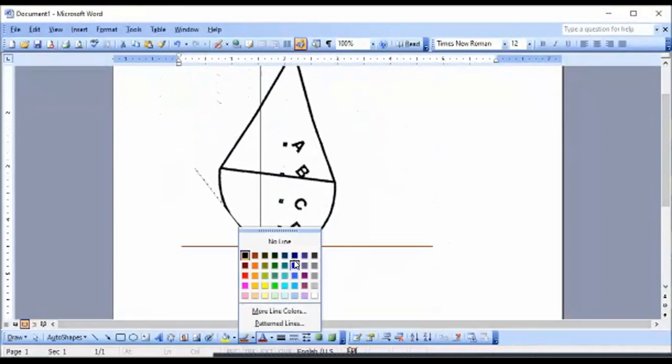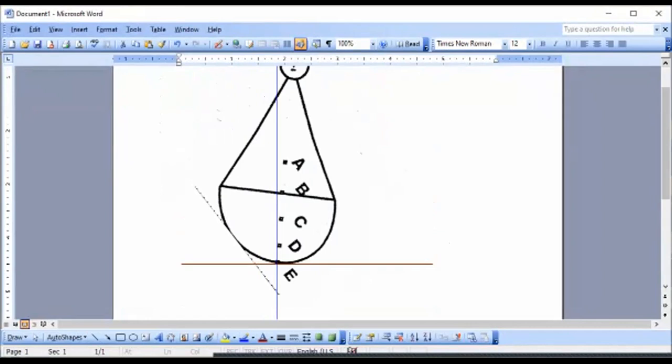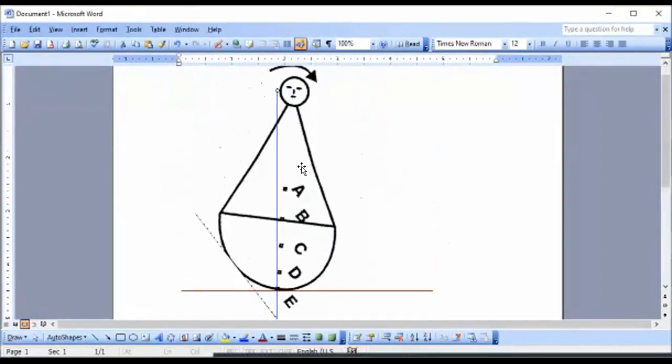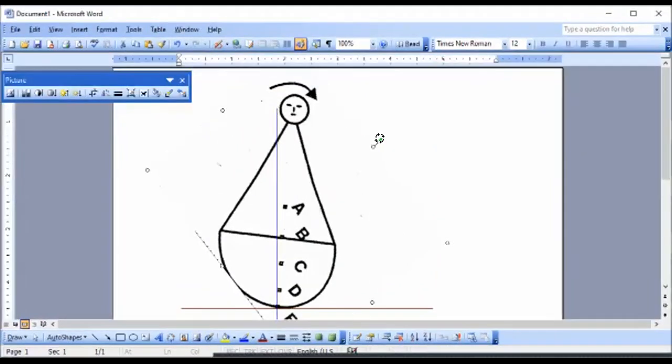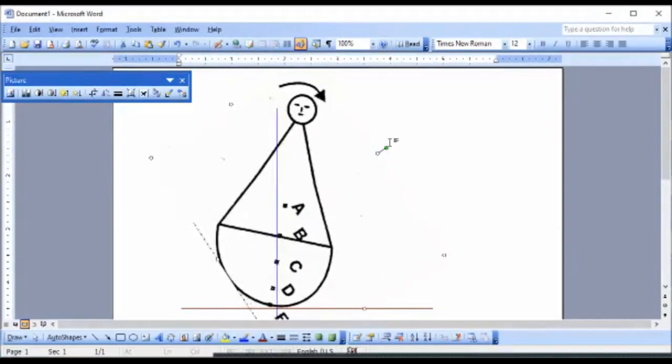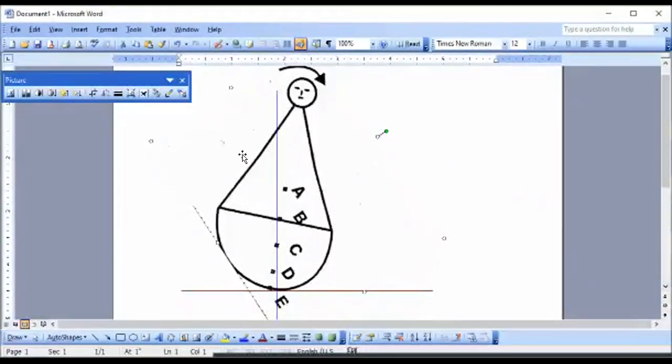Let me change its color. So this is a line going through the point of contact. Now what should happen here? This object, like this, this is the point of contact. There must be a moment in the anti-clockwise direction. Am I right?